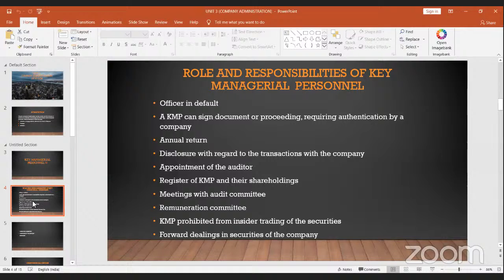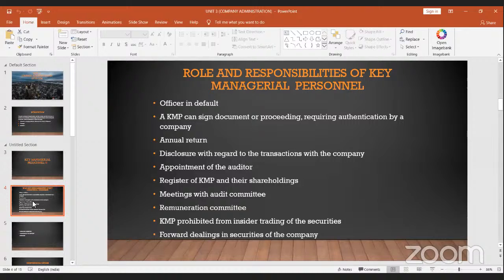The key managerial person can sign the document or proceeding. As you can see, in an institution like a college, the principal is responsible and takes care of all these things. Same in an organization, the CEO or the CFO is responsible for signing any documents related to auditing, or the memorandum of association or articles of association. If you want to submit any other files, they are signed by the key managerial person.